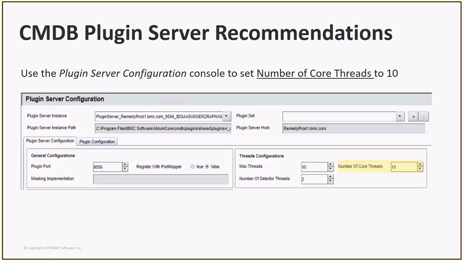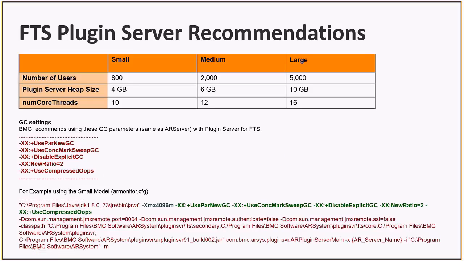For the CMDB plugin server, we want to set the same number of core threads, but for that one, we want to set it at 10. This is the plugin server that runs on 9556. Okay, the FTS plugin server, for the small, medium, and large, we also want to set that number of core threads, and it would be 10, 12, or 16. This is also set on that same form where we would pull up the plugin server for the FTS plugin running on 9977.